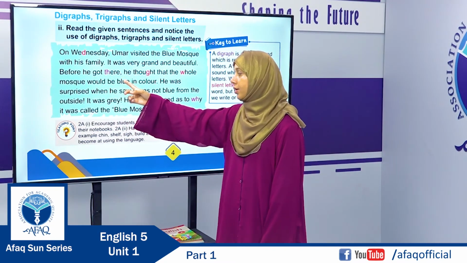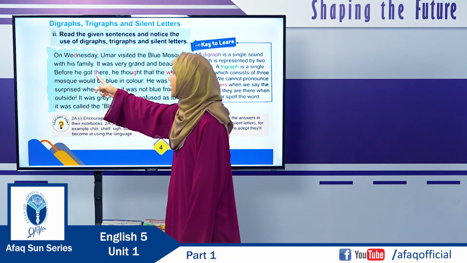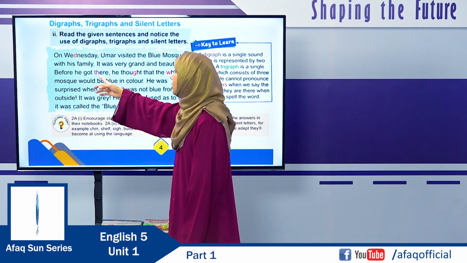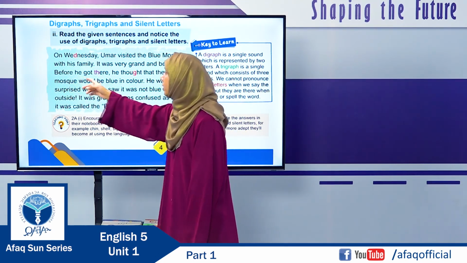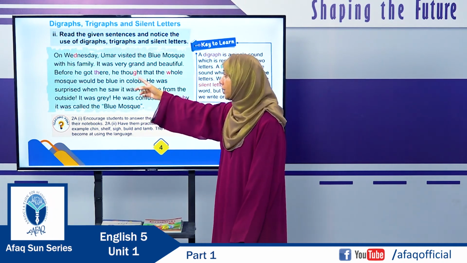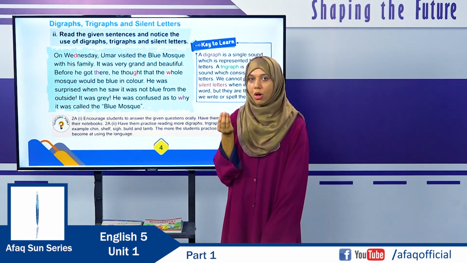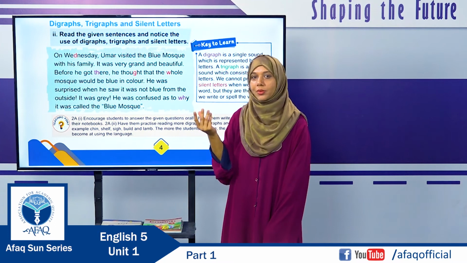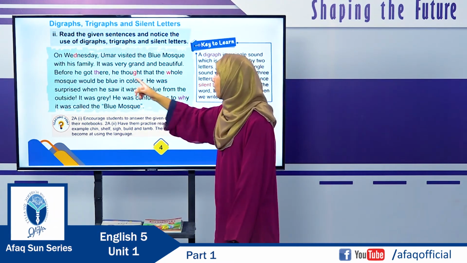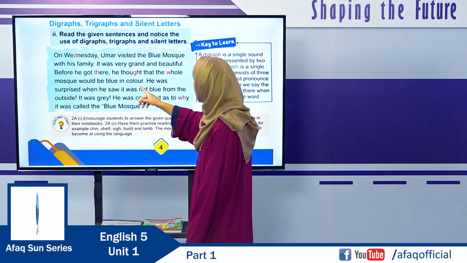Before he got there, alright, so this is a digraph. There are 2 letters here, T and H, but the sound is only one, D. So this is a digraph. Before he got there, he thought, again, notice that there is no G sound in thought. Thought. This is not how we say it. Well, we cannot say this. Thought is easier to say.